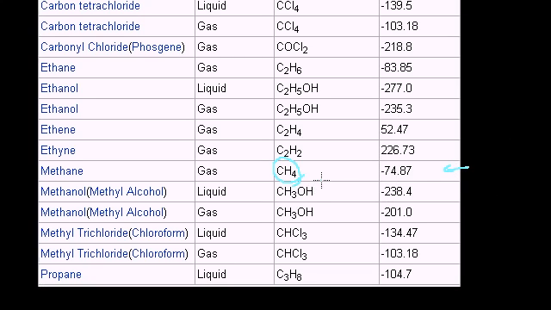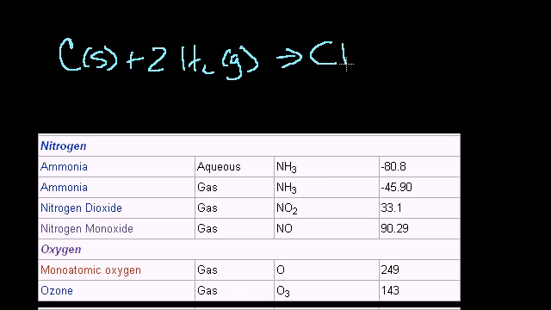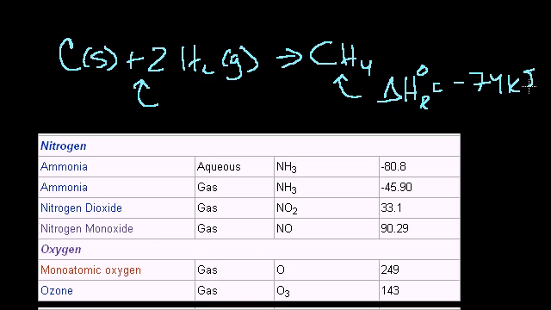This table right there tells us that if we start off with some carbon in a solid state plus 2 moles of hydrogen in a gaseous state, and we form 1 mole of methane, then if you take the enthalpy here minus the enthalpy here, the change in enthalpy for this reaction at standard temperature and pressure is going to be equal to minus 74 kilojoules per mole. And this is all given per mole. So if you have a mole of this, 2 moles of this, and you form 1 mole of methane, you're going to release 74 kilojoules of heat. So this is a stable reaction.